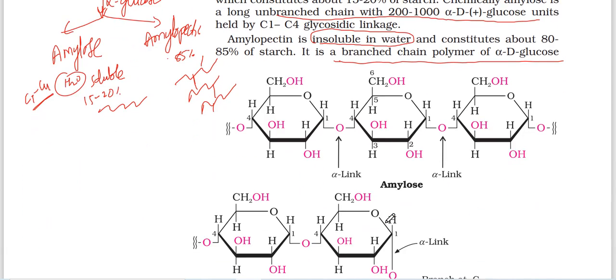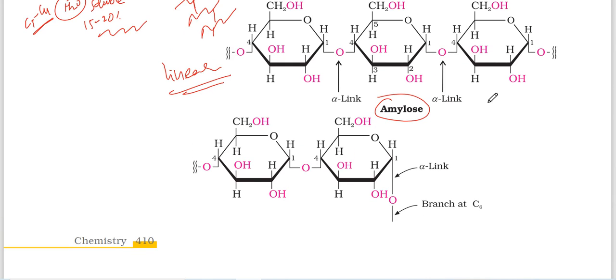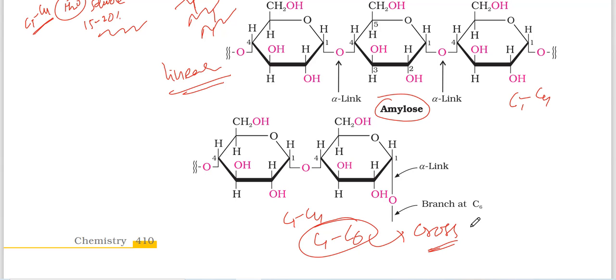So first, the amylose structure: you can see it is a linear structure, one after another continuously. Then if branches are there, this is called amylopectin. Amylose has only C1, C4 linkages. Here C1, C4 linkages are there, and the C1, C6 linkage is the cross linkage, where the branch is forming, this is the cross bonding.